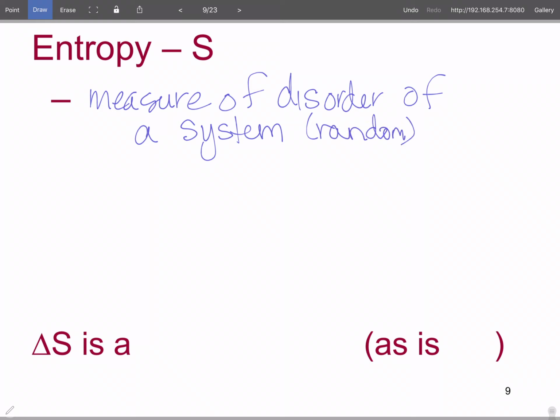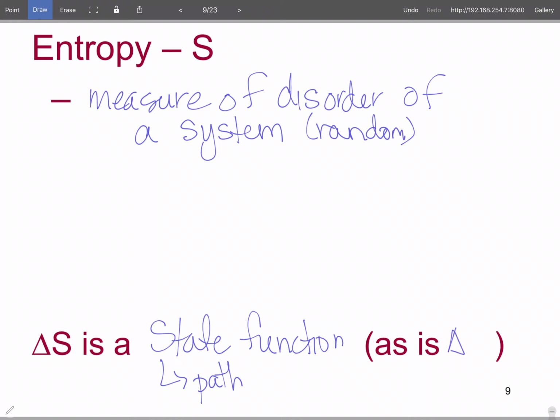Okay. Now delta S is a state function. And remember, state functions are path independent. So it's path independent. We don't care how you get from point A to point B. We just need point A to point B. And remember, delta H is also a state function. Remember, state functions are capital letters. Okay? So when we talk about order or entropy, we're talking about order, disorder, or randomness of a system. And actually, it should be randomness as opposed to random. Okay? More about that as we go.